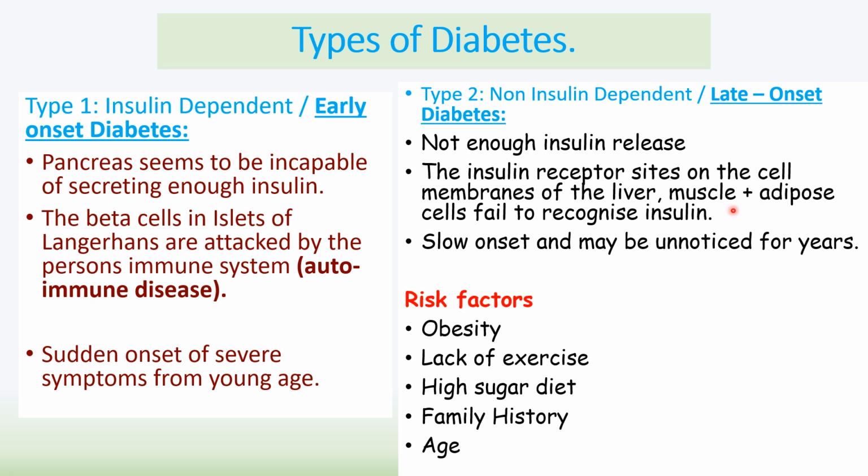Type 2 diabetes is late onset or non-insulin dependent, and this is where your receptor sites on the liver cells and muscle cells and fat cells fail to respond to insulin. That, though, may trigger your pancreas to release more and more insulin, and eventually your pancreas damages itself, so it may not release insulin either. This has a slow onset and may not be noticed for years. The risk factors linked to type 2 diabetes are obesity, a lack of exercise, and a high sugar diet. It can be a family history, and the older people live, the more likely they are to have this. So its cases are increasing, particularly in the developed world.